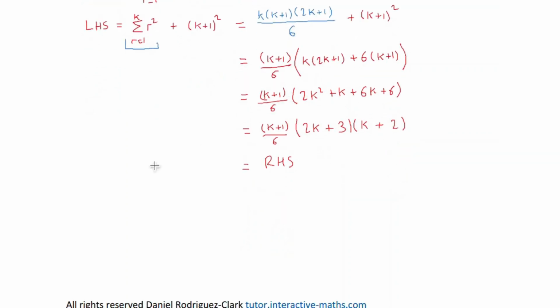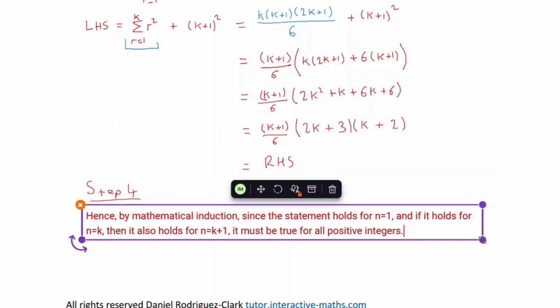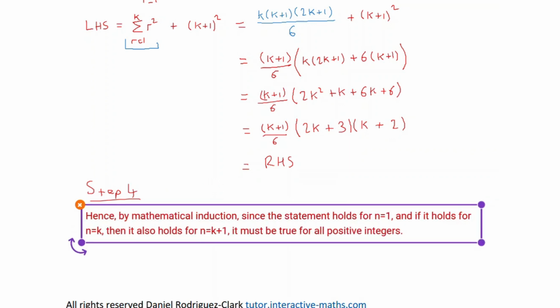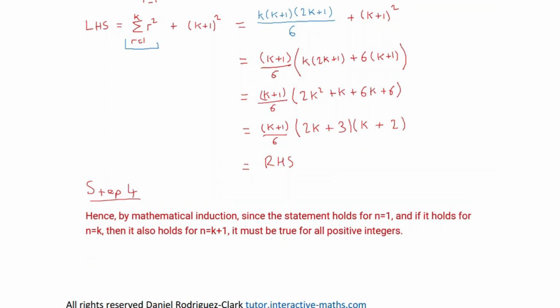As always, we must not forget our step 4 for any proof by induction. We must always finish with our concluding statement. And our concluding statement says that, hence by mathematical induction, since the statement holds for n equals 1, and if it holds for n equals k, it also holds for n equals k plus 1, it must be true for all positive integers.